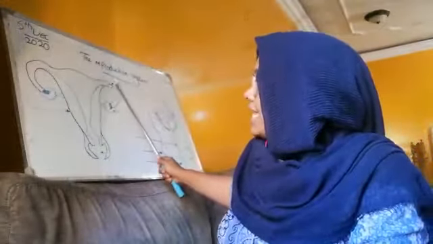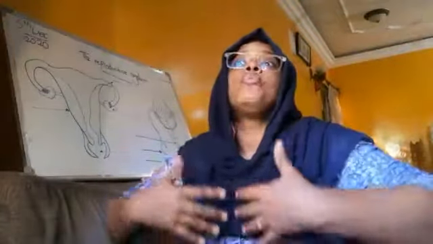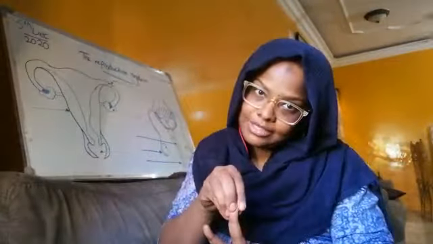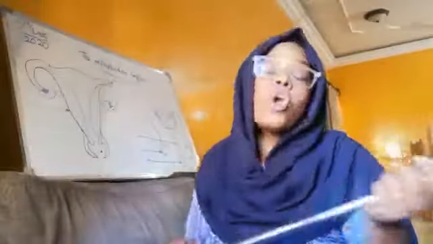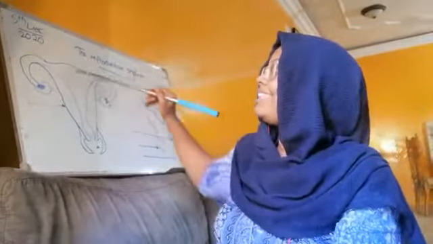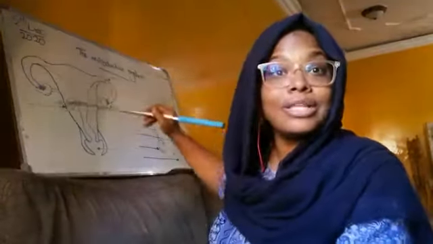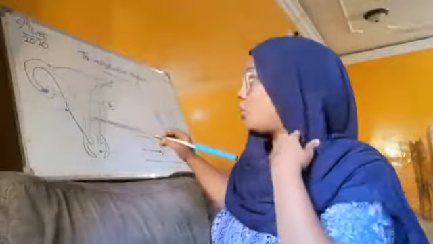Now, after that, this egg has two options. Either it will not be fertilized, it will not meet a male sperm to fertilize it to produce a baby, or it will be fertilized. So that means that they meet a sperm. If they are not fertilized, they're going to go down here to the uterus. This is called the uterus.